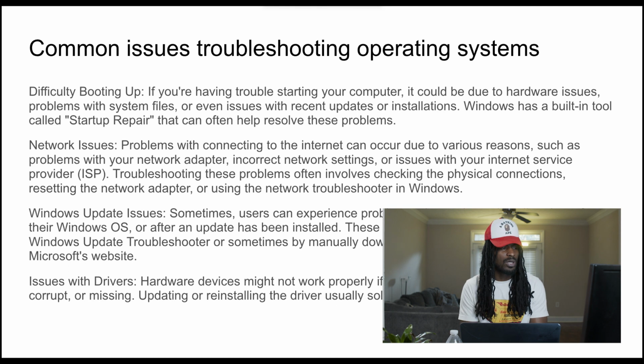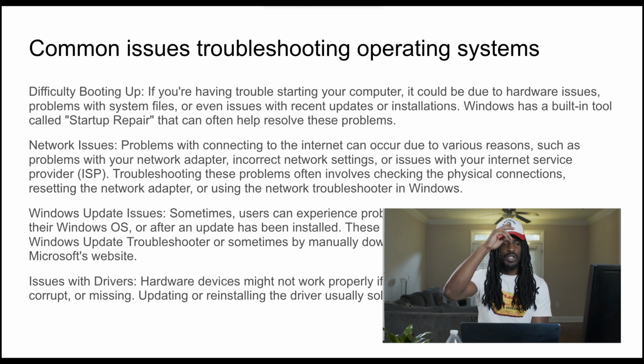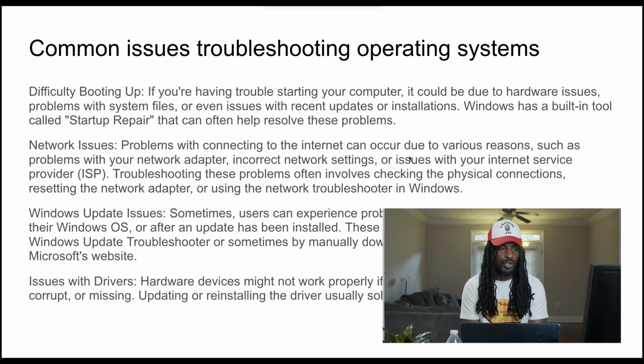We already went over the update issues. If there's an issue trying to install updates for Windows, or users are experiencing an issue after an update, you can roll these back, or you can just wait for the next update. These can usually be resolved by running the Windows Update Troubleshooter, or sometimes by manually downloading and installing the update from the Windows website.